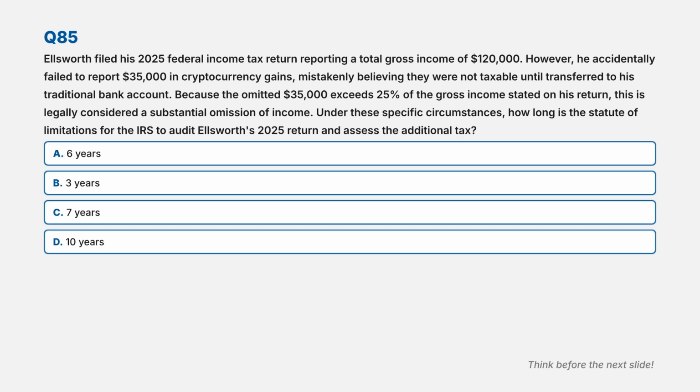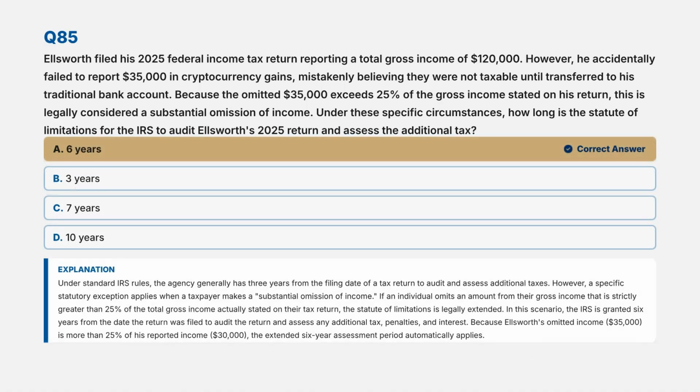Under these specific circumstances, how long is the statute of limitations for the IRS to audit Ellsworth's 2025 return and assess the additional tax? A. 6 years. B. 3 years. C. 7 years. D. 10 years. The correct answer is A.